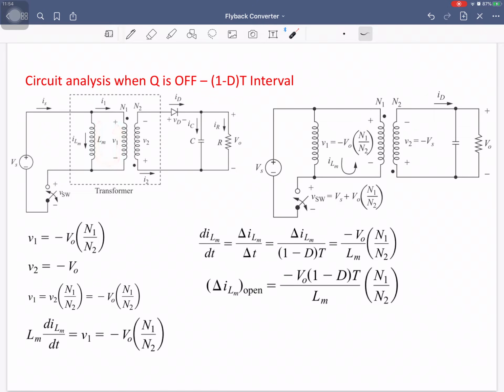It is entering from the non-dotted end. The dot is over here. Right? It is entering into the non-dotted end. So from where should it leave? It should leave from the non-dotted end on the secondary side, because the secondary side is acting as the source. The primary side will be acting as the load in the first cycle. If the current is entering from the non-dotted end, it must leave from the non-dotted end, and that makes sense over here.